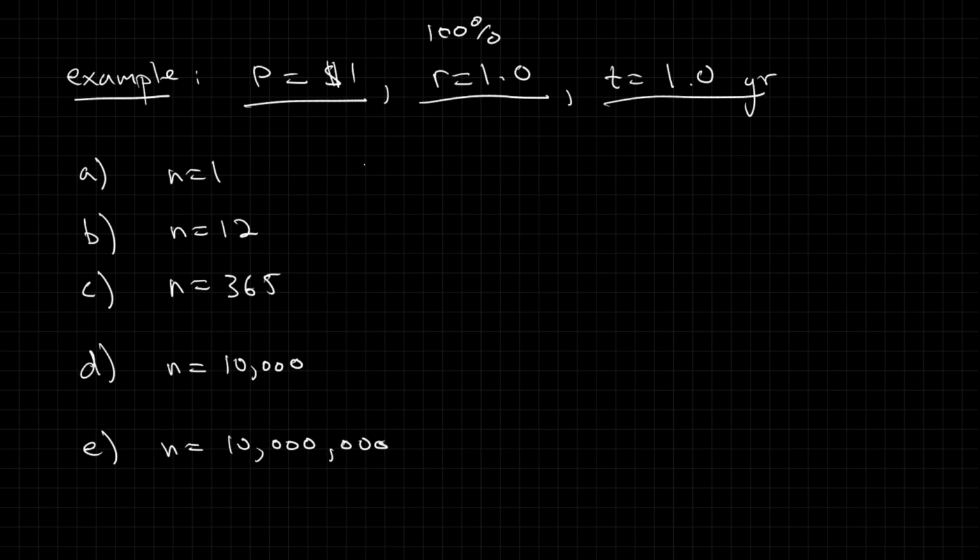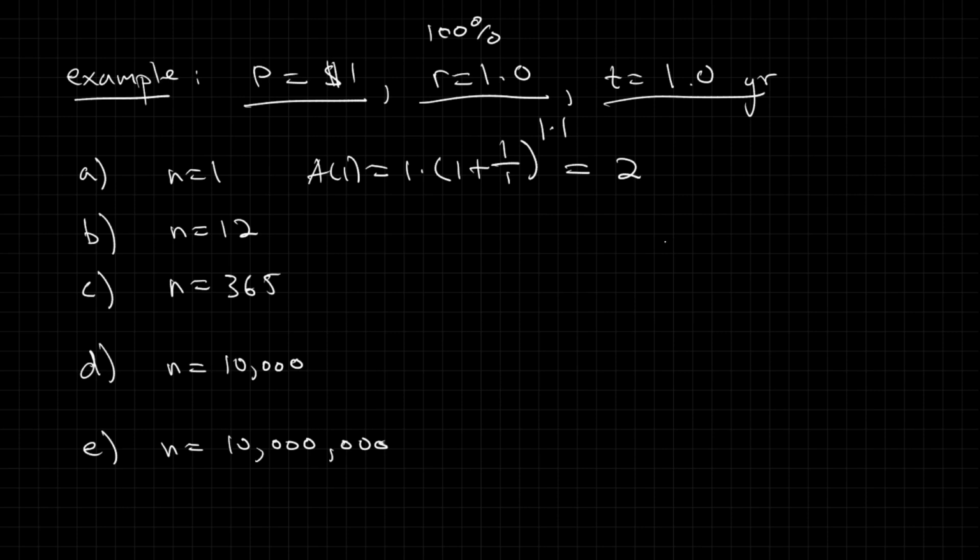So let's start out with annually. So A of 1 in this case would be 1 times, remember P times 1 plus r over n, so 1 plus 1 over 1, to the n times t. And now I can do this arithmetic. This is 1 plus 1, which is 2. 2 to the first power is 2. So this is just $2. So if we are compounding annually, then we'll have $2 at the end of the first year.